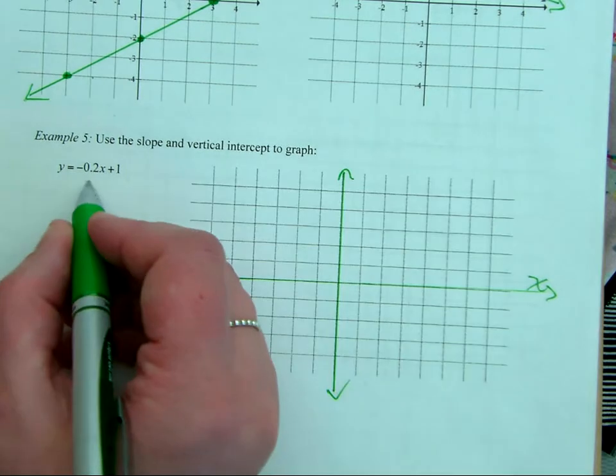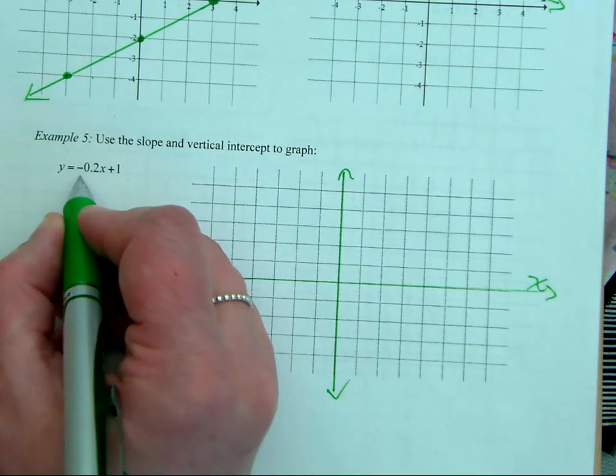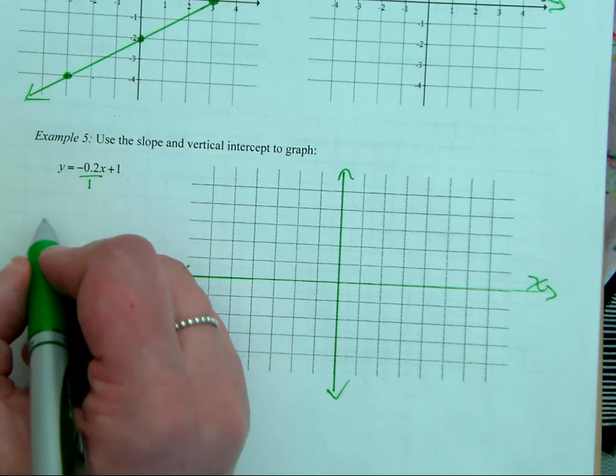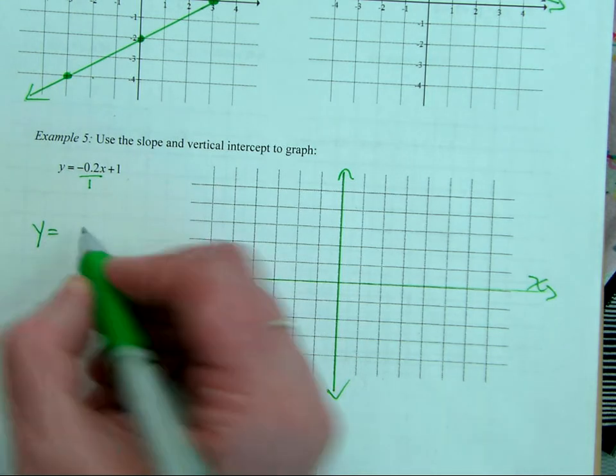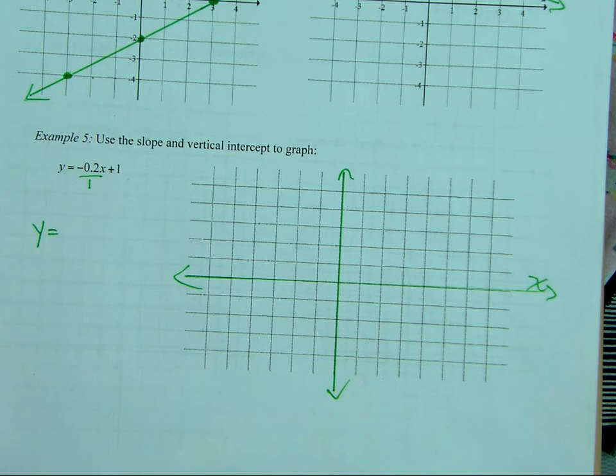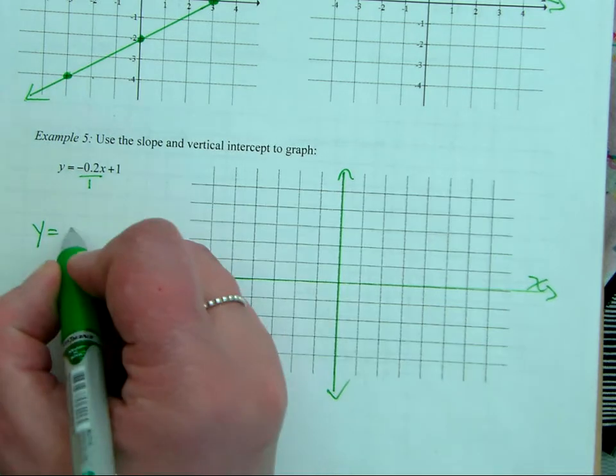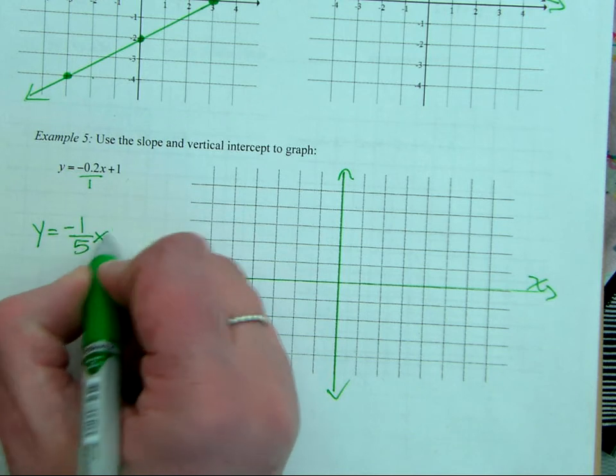So this is actually the same thing as -0.2 over 1, or it could be y equals... does anybody know what the fraction is that's equal to? Yeah, -1/5. Yeah, -1/5 is the same thing, plus 1.